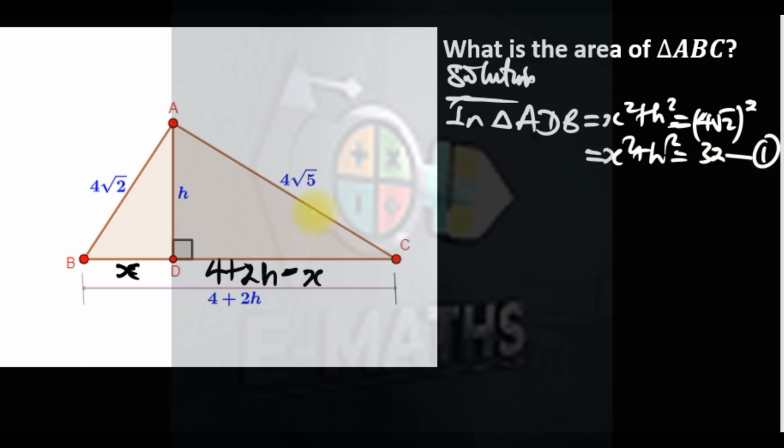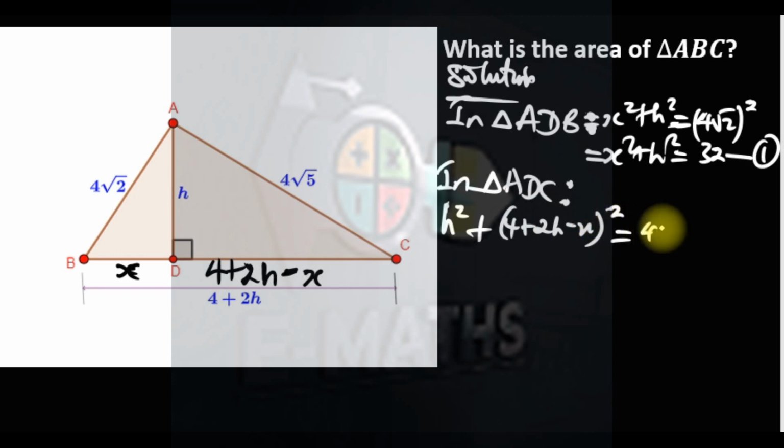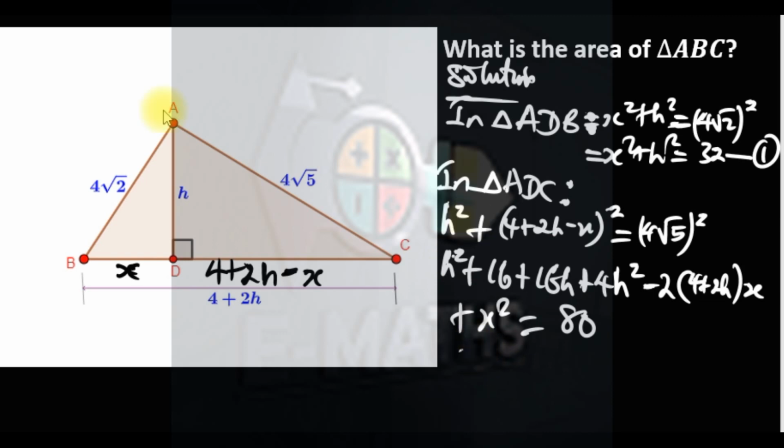Coming to the second triangle, triangle ADC, we can see that h squared plus 4 plus 2h minus x all squared is equal to 4 root 5 squared, by the Pythagorean theorem again. So let's expand this bracket. There's a way we solve this so that it will be easy for us.